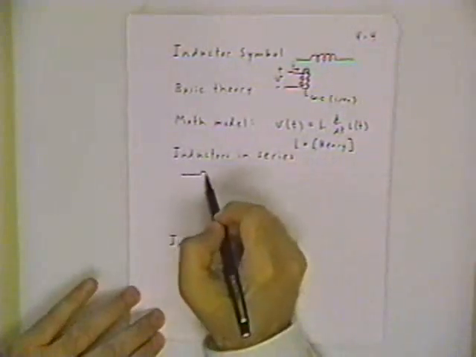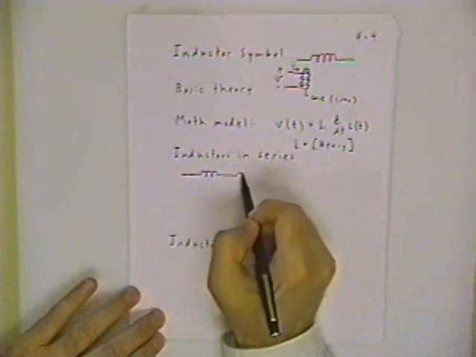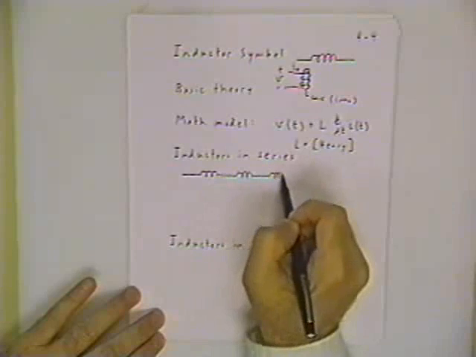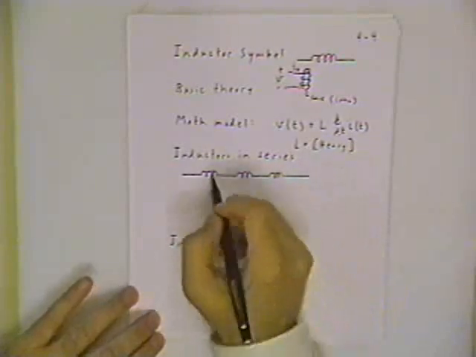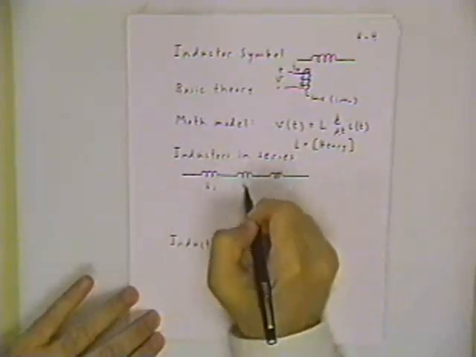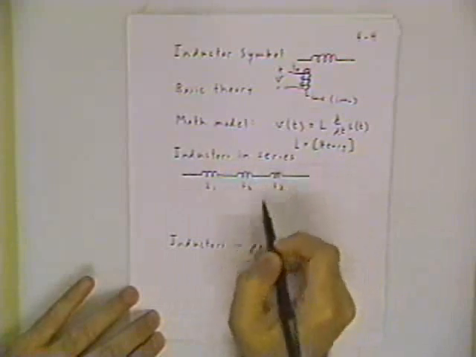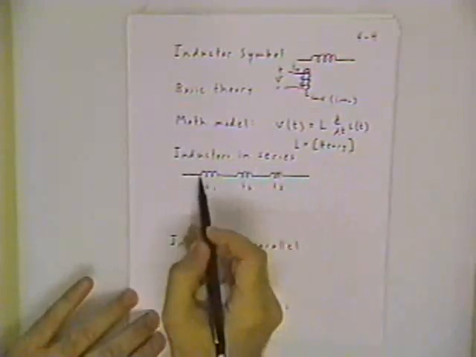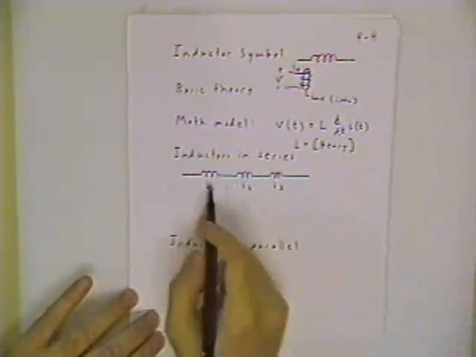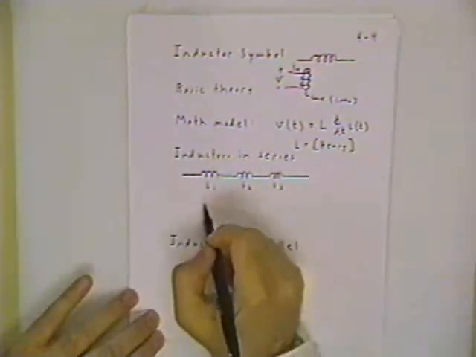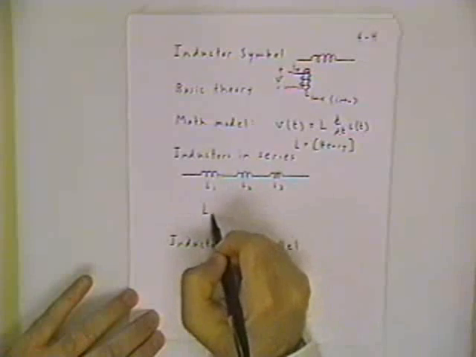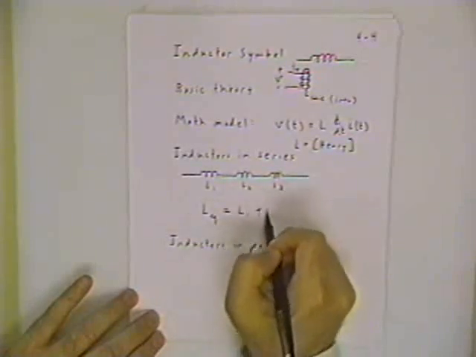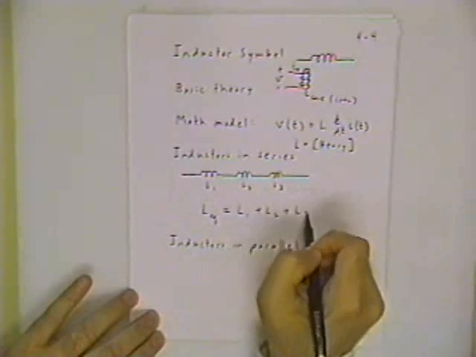For inductors in series, since these are really just conducting wires that have been wrapped around a core, it's probably not too surprising that if you put 3 of them in series, you get an inductance that's the sum of all of them. If they're identical, you get 3 times as much. The point is, for inductors in series, an equivalent inductance is L1 plus L2 plus L3.